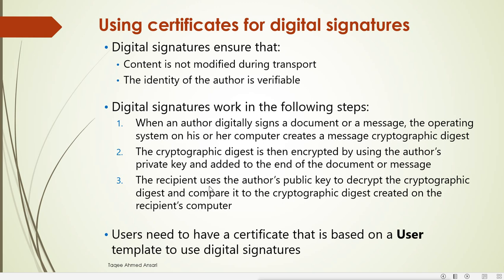First, when the author digitally signs a document or a message, the operating system on his or her computer creates the message's cryptographic digest. Then the cryptographic digest is encrypted using the author's private key and added to the end of the document or message. The recipient uses the author's public key to decrypt the cryptographic digest and compare it to the cryptographic digest created on the recipient's computer.